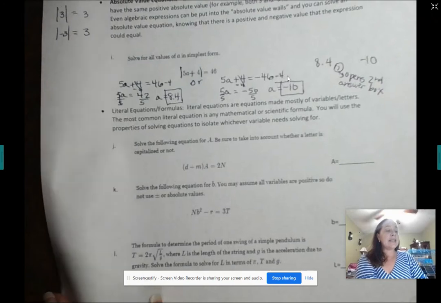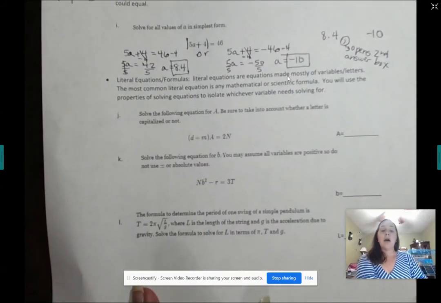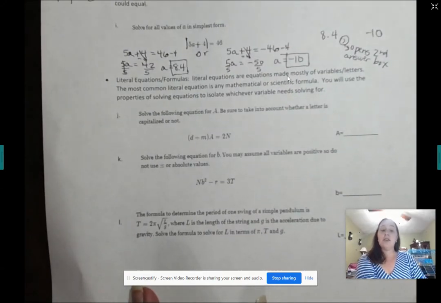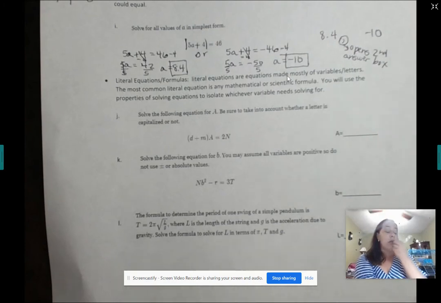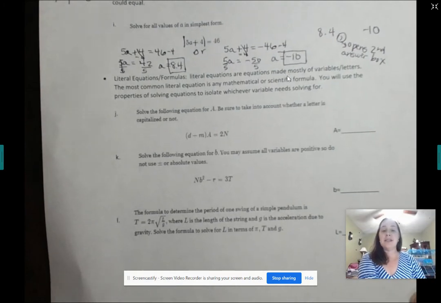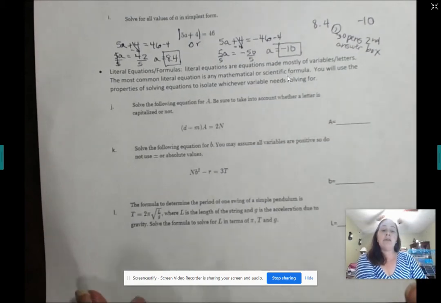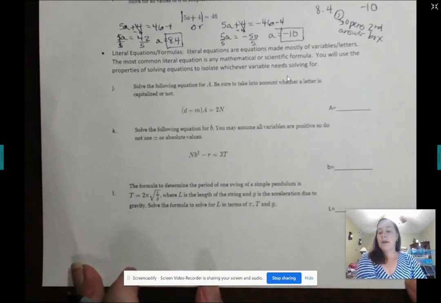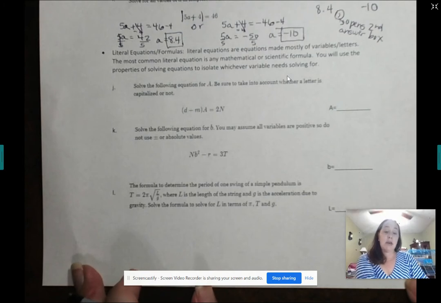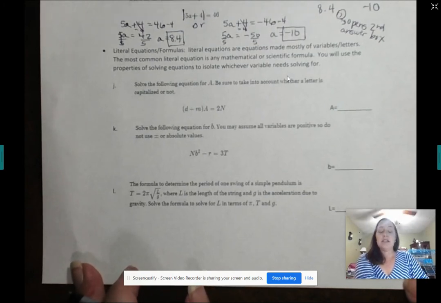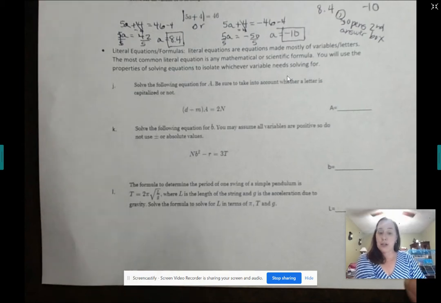All right, the last type of equation we're going to talk about is where there's more than one letter, and these are called literal equations. The most common literal equation that you guys have encountered would be in some of your science or math formulas, like area of a rectangle. That's A equals L times W. That's a literal equation. It's already solved for A. A is the letter that is currently by itself.